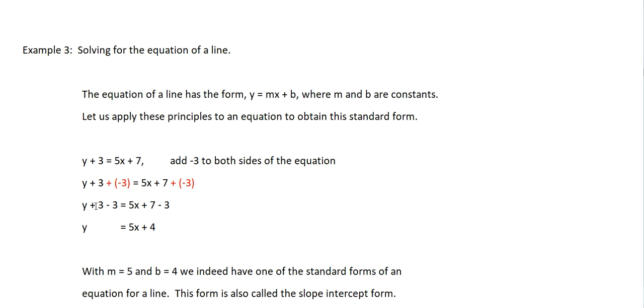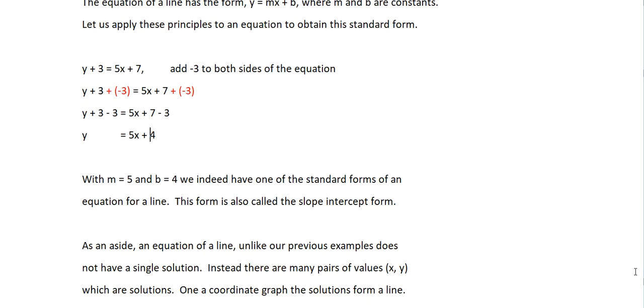Okay, we'll just drop that bright red text color. So we have y equals plus 3 minus 3, which of course goes away, and you see that y is isolated by itself. 5x plus 7 minus 3. Well, 7 minus 3 is 4. And now, with m equal to 5 and b equal to 4, we have that y equals mx plus b, and we indeed have one of the standard forms for the equation of a line. This is also called the slope-intercept form.